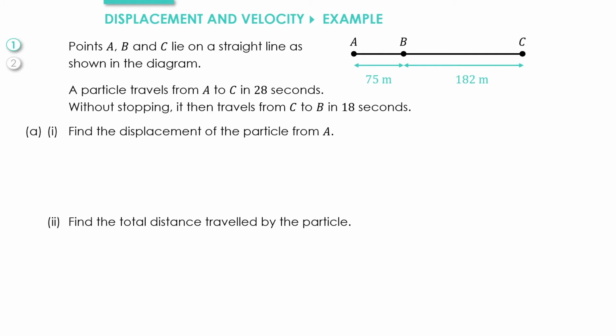A particle travels from A to C in 28 seconds, and then without stopping it travels back from C to B in 18 seconds. And in part A, we need to find the displacement of the particle from A, and then later find the total distance travelled by the particle. Now I'd encourage you at this point to pause the video and just have a quick go at these, and then I'll go through the answer.